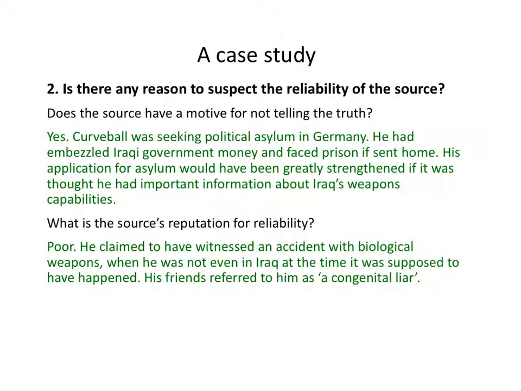What was his reputation for reliability? Well, German intelligence, who first interviewed him, came to the conclusion that he was very unreliable indeed. For example, he made other claims that they were able to determine couldn't really be true. For example, he claimed to have seen an accident with biological weapons when it was later found he wasn't even in Iraq at the time that accident was supposed to have occurred. And they interviewed his friends. They described him as a congenital liar, the kind of person who makes things up all the time. So, reputation for reliability not looking so good.